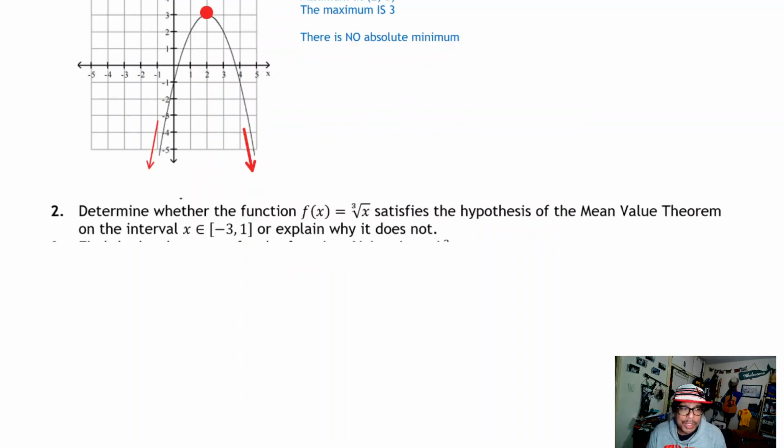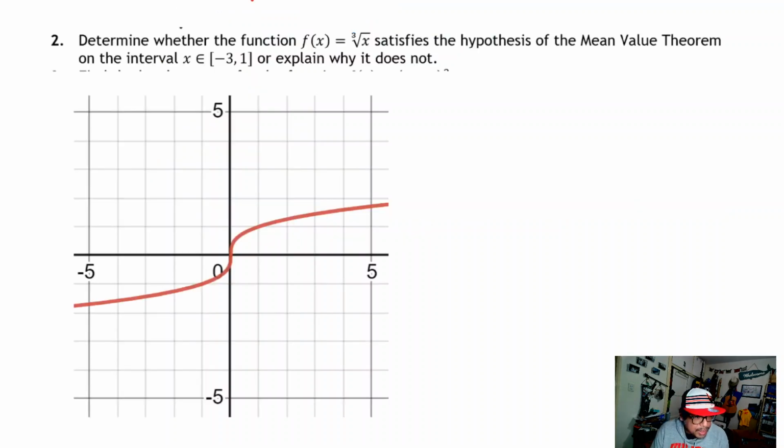And that brings us to question 2 here. Determine whether the function f of x equals the cube root of x satisfies a hypothesis of the mean value theorem on the interval from -1 to 3, or explain why it does not. For this question, you are going to need some knowledge about how the cube root function looks. In my brain, this is a function that I think about when I think about the cube root of x. Naturally, you should have this memorized.